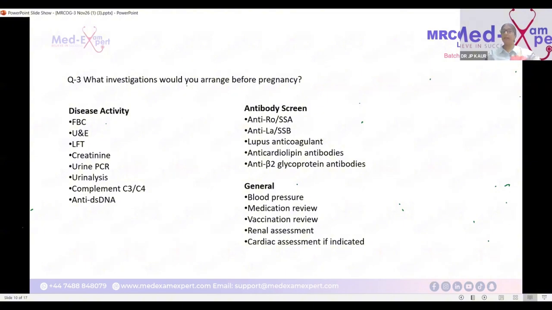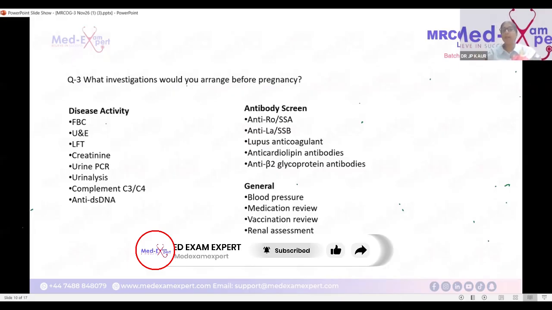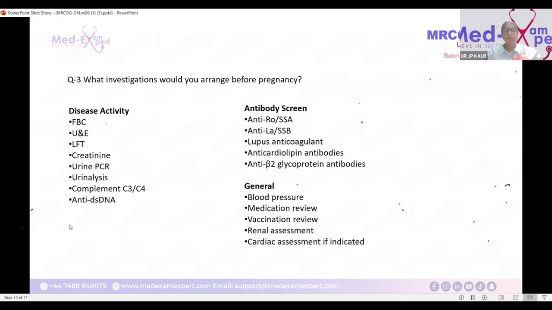So antibody screen: anti-Ro, anti-La, lupus anticoagulant. This is all APLA testing, antiphospholipid antibody testing. Right? Three antibodies are there in APLA: lupus anticoagulant, anti-cardiolipin antibodies, and anti-beta-2 glycoprotein. Then general investigations, we will be regularly monitoring the blood pressure, regularly reviewing the medication, vaccination review, we'll do the renal assessment, and we'll do the cardiac assessment.